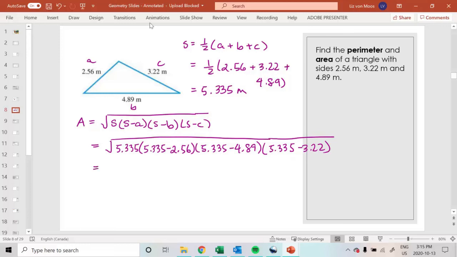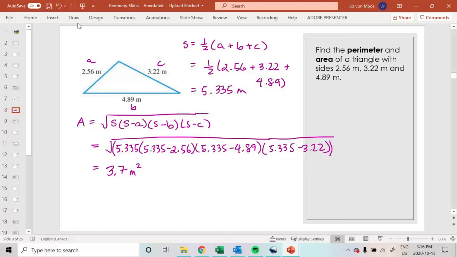Now this is just number crunching, and in fact, if you're using brackets appropriately with your calculator, you can do this all in one go. If I was to enter this on my calculator, I would choose the square root symbol, open up a bracket, punch in 5.335, open bracket, 5.335 minus 2.56, close bracket, and so on. And then finally close the bracket to indicate that I've entered everything I need to under that radical sign, hit equals, and we get, rounded to 1 decimal place, 3.7. 3.7, what? Units are really important here, and it's 3.7 meters squared. It is a measure of area.